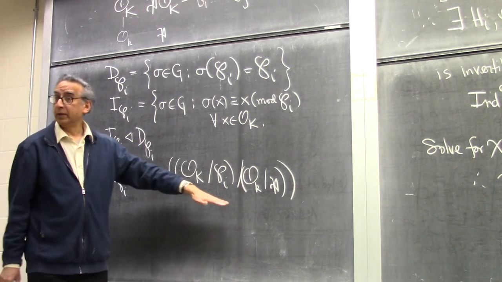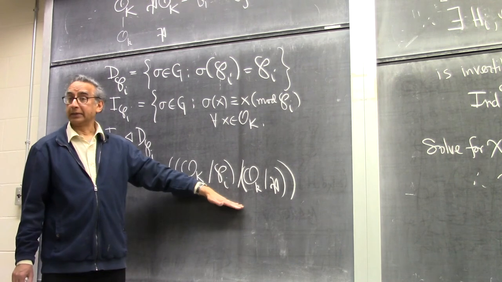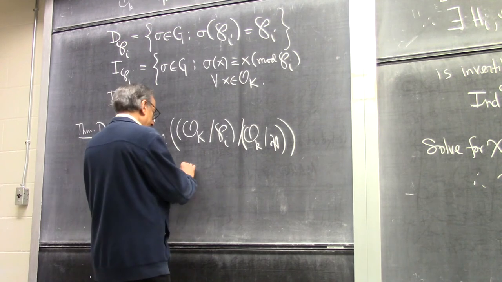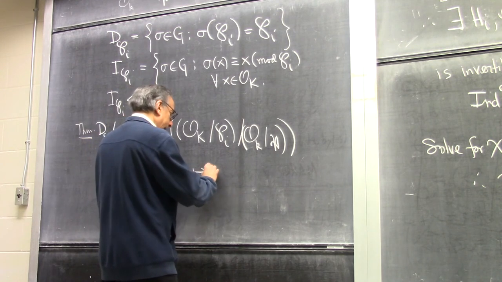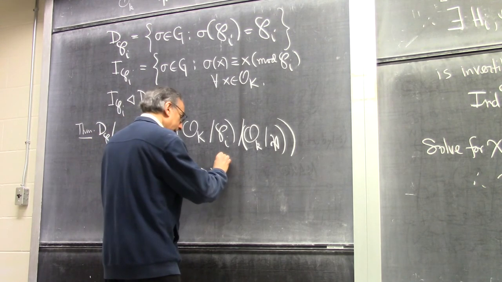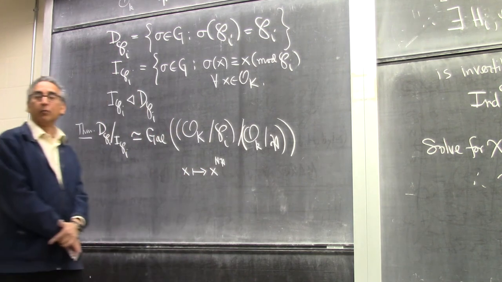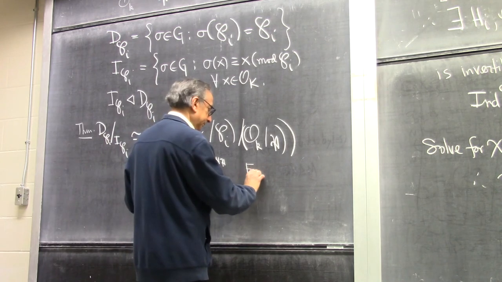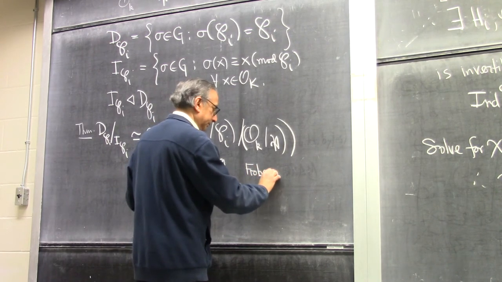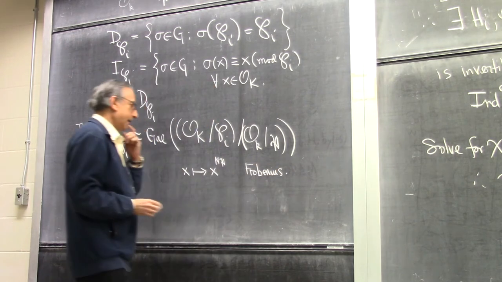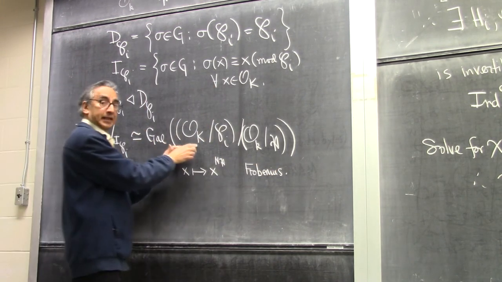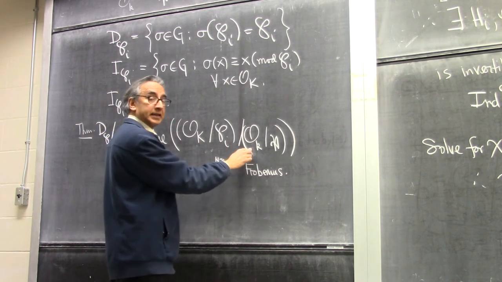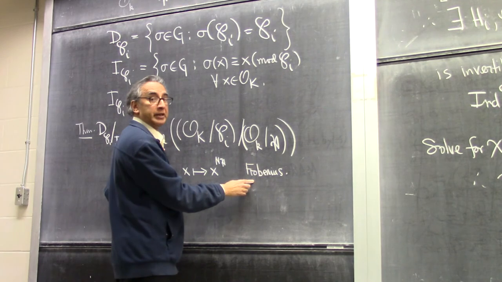Now we know something already about these finite field extensions. We know by Fermat's little theorem, or thereabouts, that the map that takes x to x to the norm p is the automorphism called the Frobenius automorphism. This is a cyclic group, the Galois group. It's a cyclic extension, and it's generated by this Frobenius automorphism.